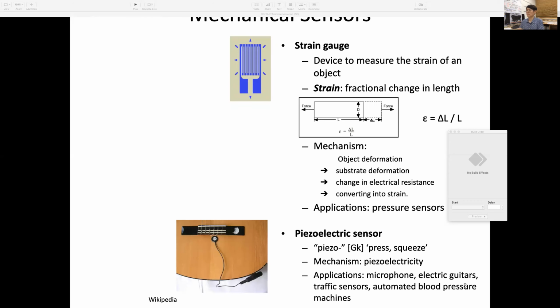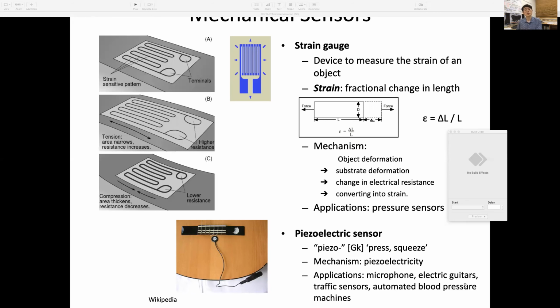Let me give you an example. Pressure sensors. If you like music and guitar, like electric guitar, these piezoelectric, not piezo, it's a strain gauge. It's used here to detect and amplify and convert this sound into an electrical signal. The mechanism is pretty simple. You see the actual ones in a cartoon, then the strain-sensitive pattern, in this case you see this directional change. So that's more like a directional strain we are measuring.